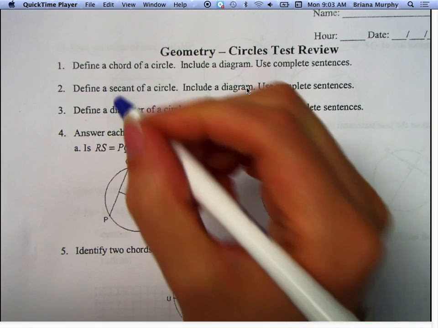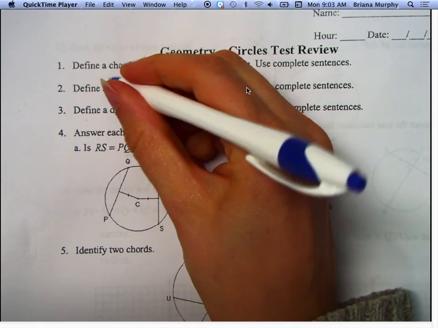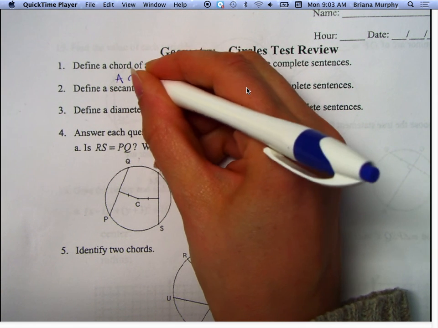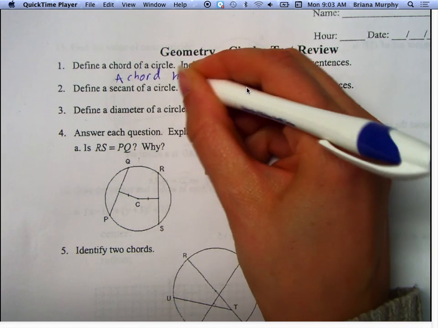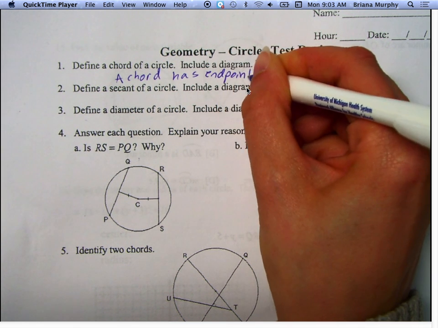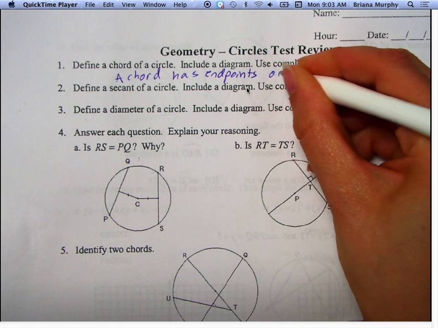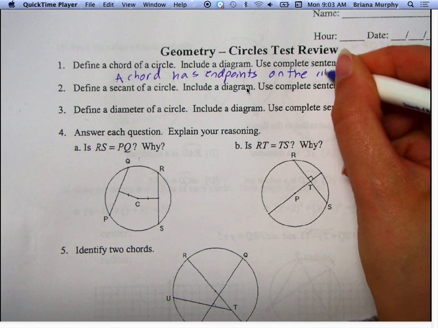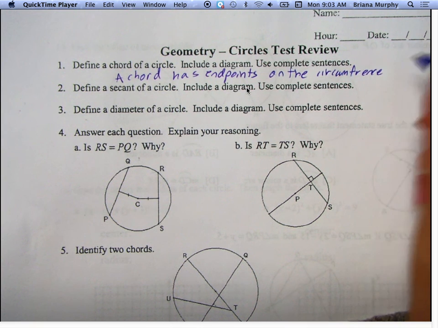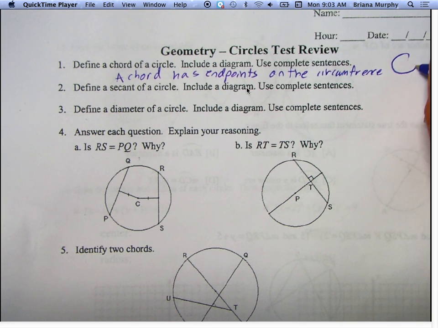Okay? So, number 1, a chord. It's on the first page of your circle book that we ever did. A chord has endpoints on the circumference. Okay. Circle, we've got a chord. Endpoints on the circumference.